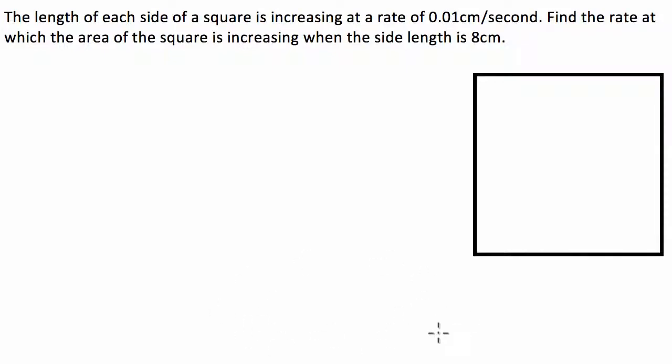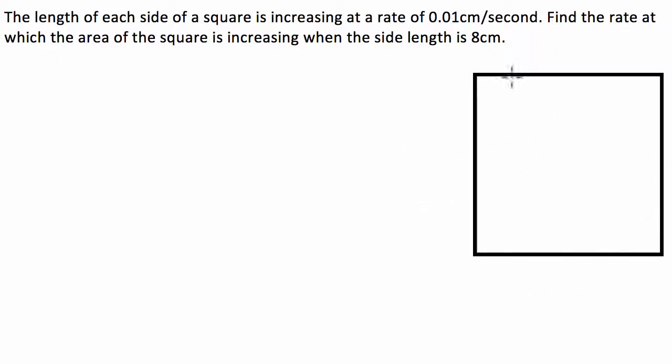G'day guys, we've got a calculus question today which is basically an introduction to related rates, where the question tells us that the length of a side of a square is increasing at a rate of 0.01 centimeters per second. We've got to find the rate at which the area of the square is increasing when the side length is 8 centimeters.